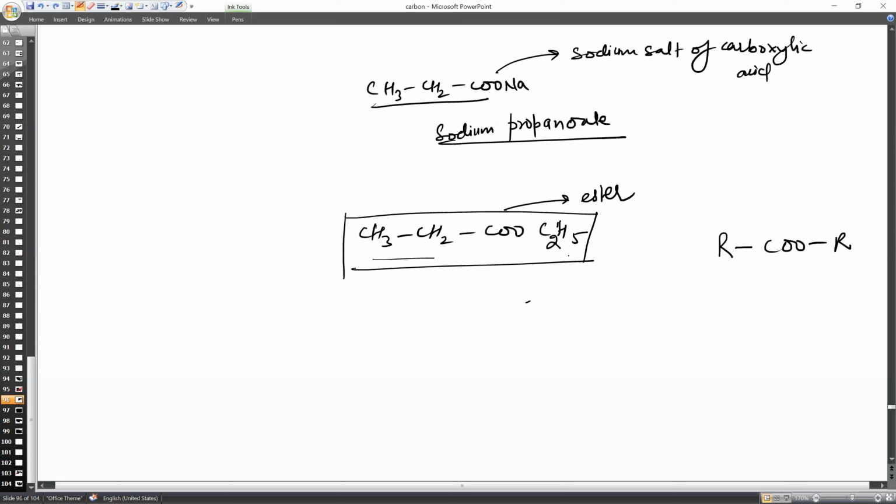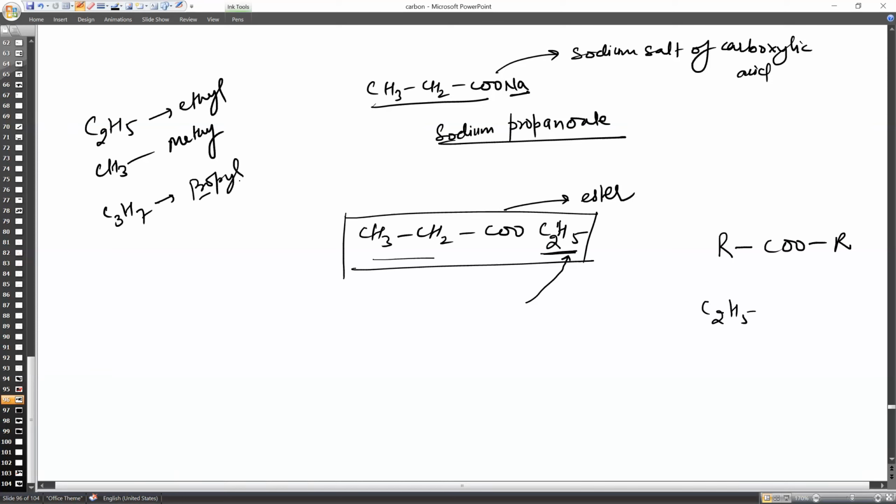The group which is attached with O is known as, like here, sodium. So we write sodium here. This C2H5 is an ethyl group. Eth means two carbon chain, and ethyl means alkyl group. C2H5 is ethyl, CH3 is methyl, C3H7 is propyl, and they are all called alkyl groups. Why alkyl? Because they are part of alkanes. A two carbon alkane is C2H6.